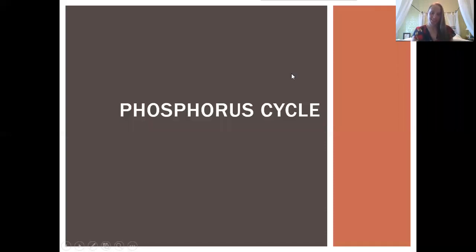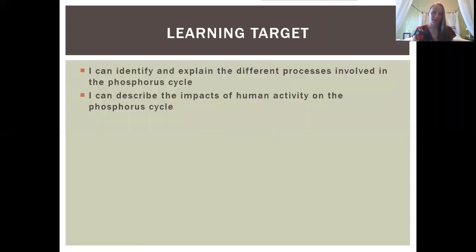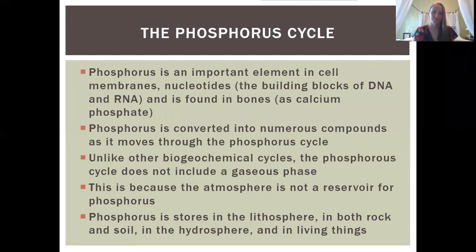So with the phosphorus cycle, just like with our other biogeochemical cycles, we're going to be looking at the different processes. You do need to be able to identify those different processes given a description or an image, and just kind of describe what's happening in each one. And then of course, we're going to finish off by looking at the human impacts on the phosphorus cycle.